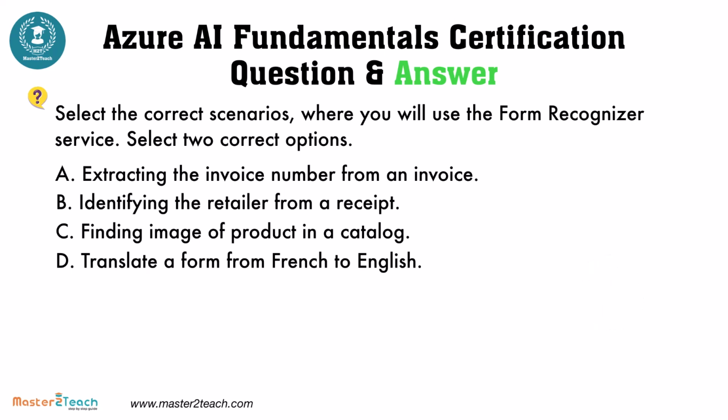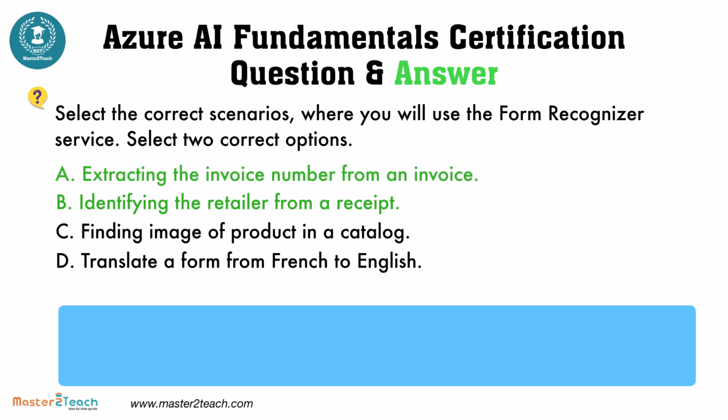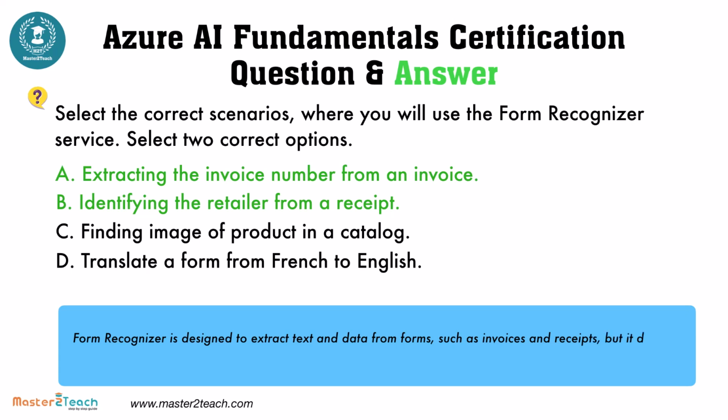The correct answers are extracting the invoice number from an invoice and identifying the retailer from a receipt. Form Recognizer is designed to extract text and data from forms, such as invoices and receipts, but it doesn't handle tasks like finding images or translating text.